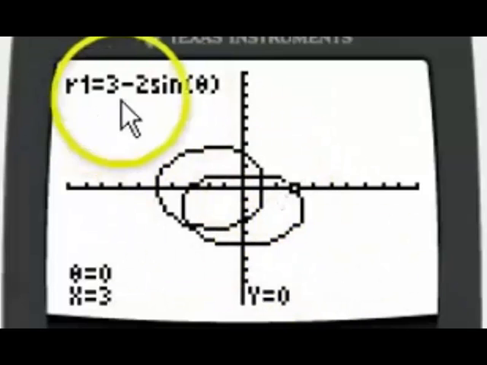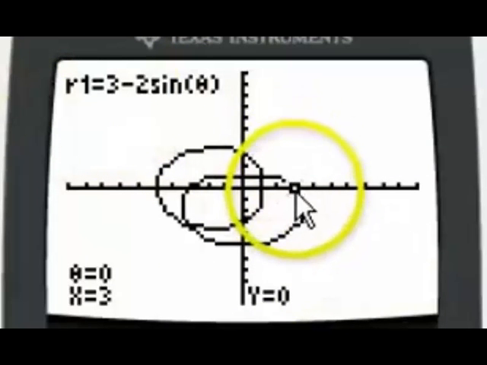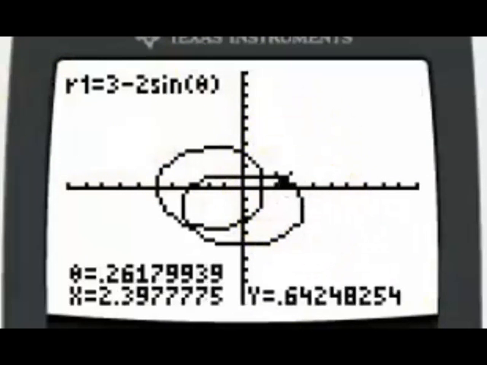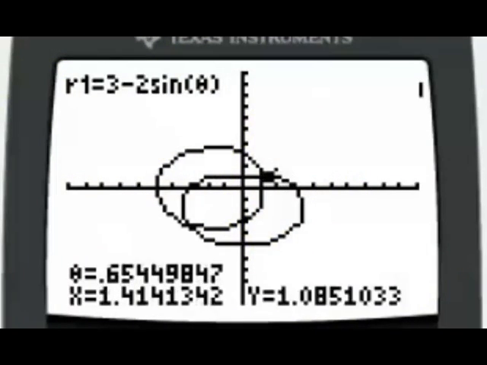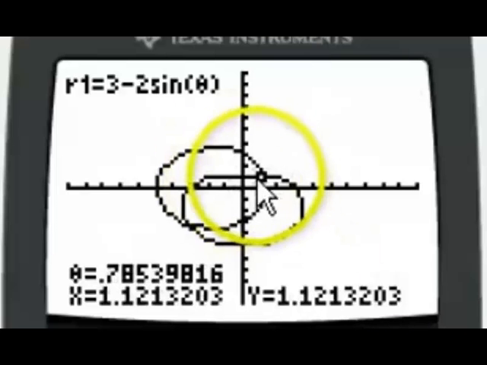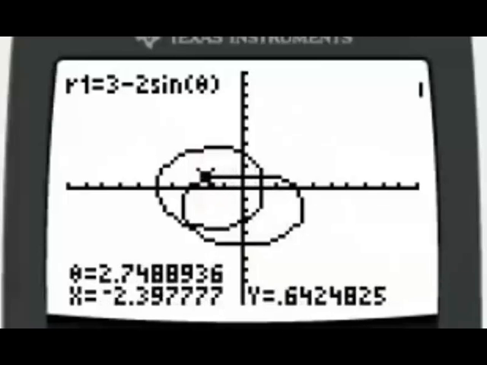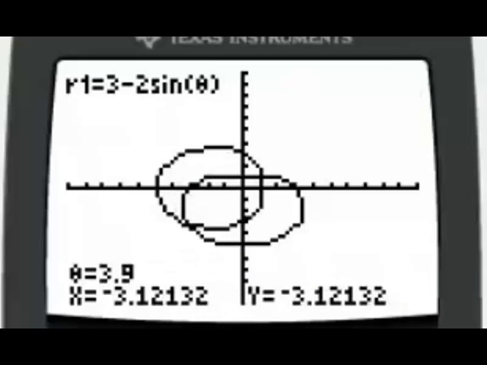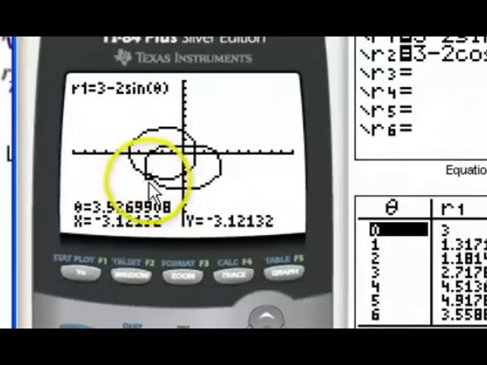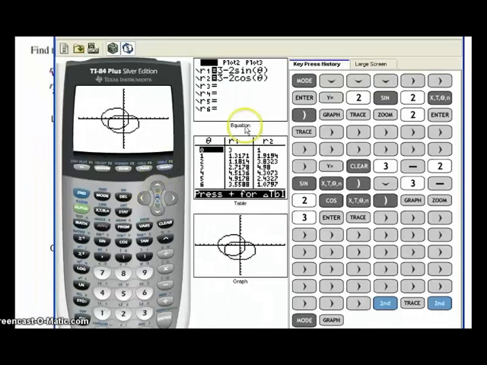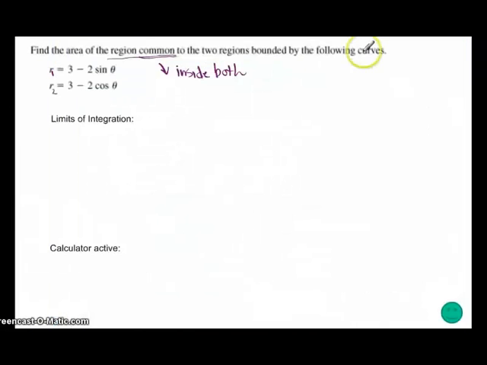And so we could trace, here's R1. See how R1 starts here, and as we move to the right, it goes in the counterclockwise direction. So right there would be the first intersection point, and then we would keep going around until we see the second intersection point, which would be there. We've got to do that by hand. So let's come out of here and let's find our limits of integration.